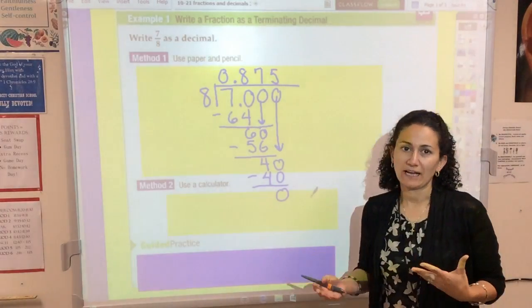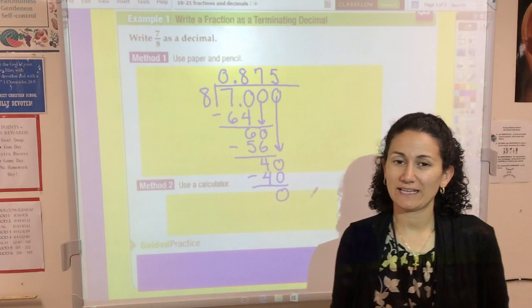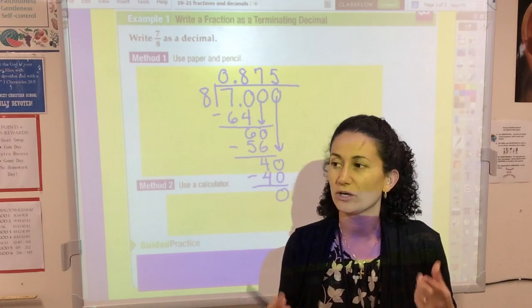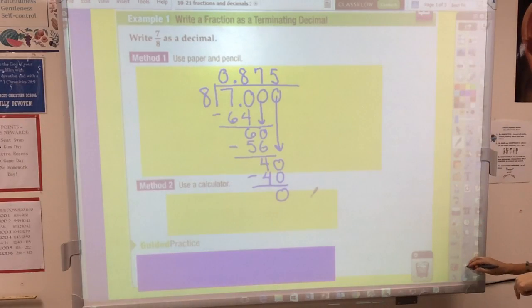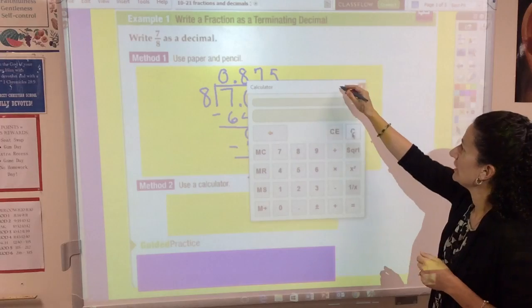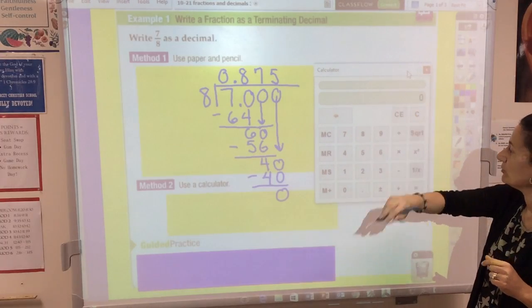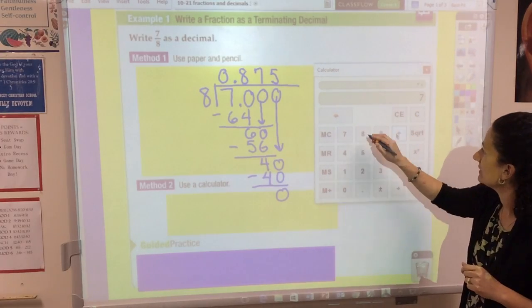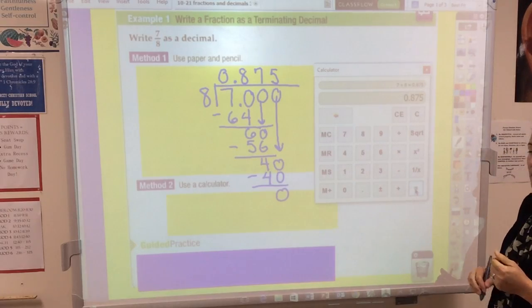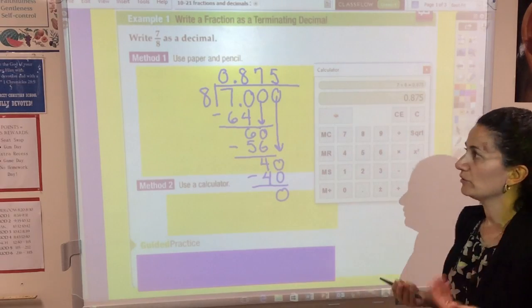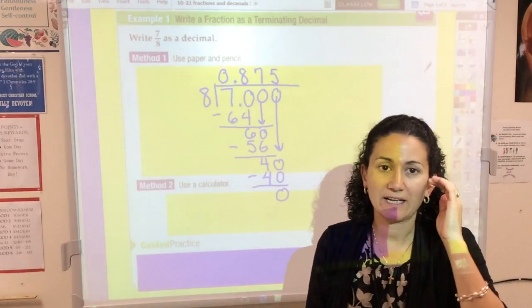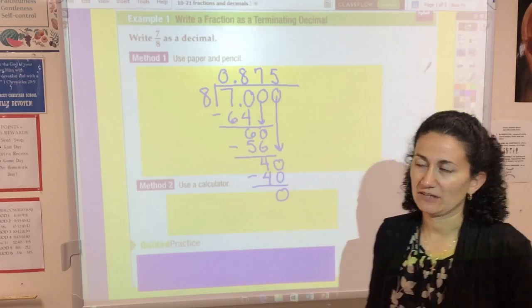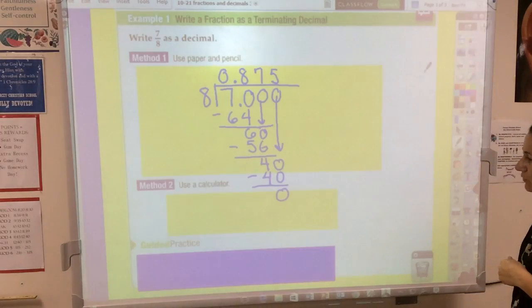Method number 2, use a calculator. Obviously, I don't want you to use a calculator to figure out the work, because I want you to practice division. But you may check your work with a calculator, and that would simply be, don't forget to punch in the numerator first, 7 divided by denominator, equals 0.875. If you have one of those fancy calculators, scientific or graphing, you can actually punch in the fraction 7/8, and it'll convert it for you.